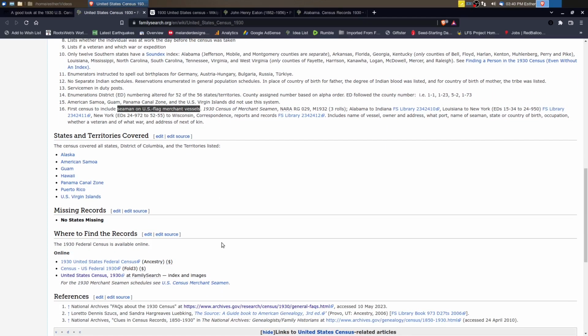All of the states and the territories were covered. As far as I know, everything was covered. As far as missing records, it's hard to say for sure. According to the FamilySearch Research Wiki, there are no states that were missing. That doesn't mean that there aren't actual missing records. And the government microfilmed the census in 1949 and then destroyed the original enumeration sheets.